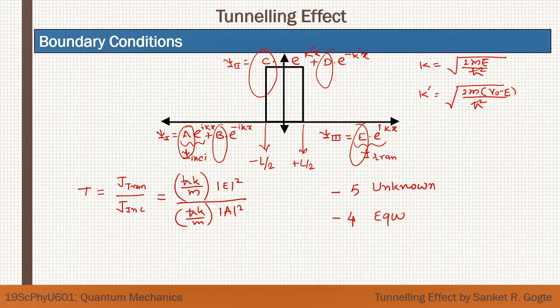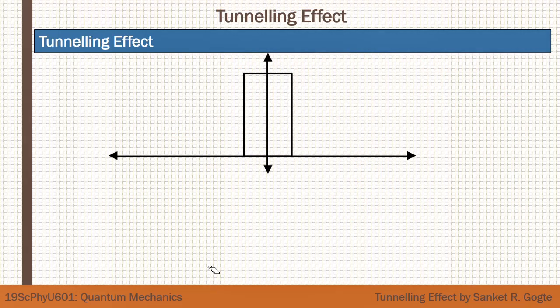So we will get four equations by using boundary conditions, and therefore now we should be able to write four unknowns in terms of one unknown. For example, we should be able to write A to E in terms of A, and when we solve those simultaneous equations and write E in terms of A, we should be able to find the transmission coefficient. But that I'm not going to do. We are not going to get into those mathematical details. I'll simply give you the results. And this is what the tunneling effect is.